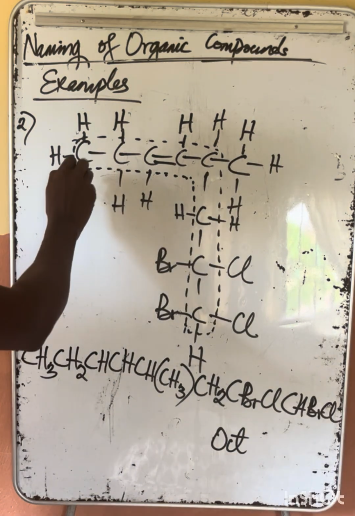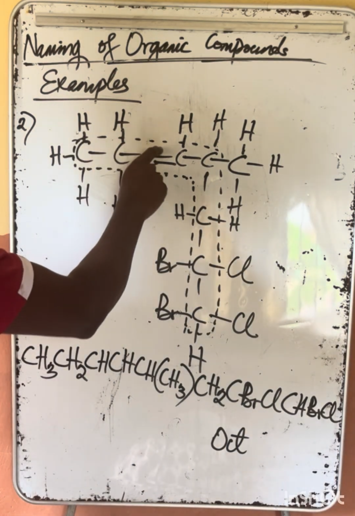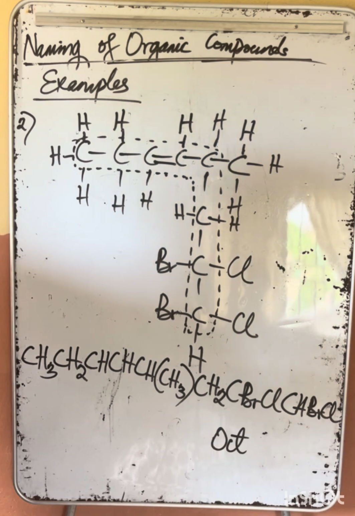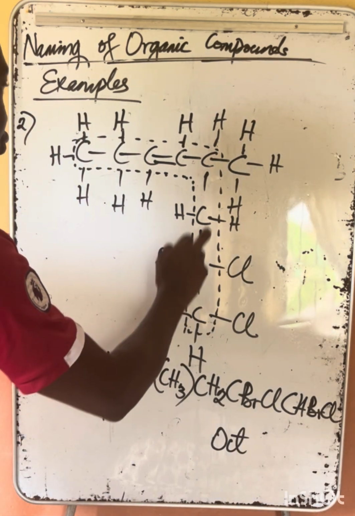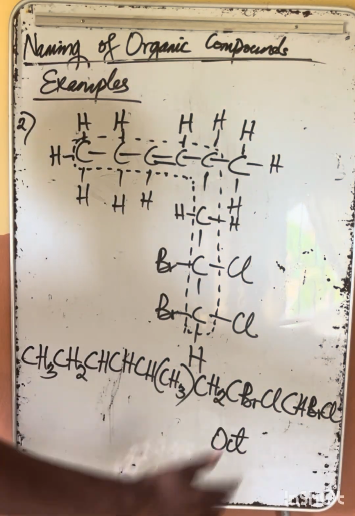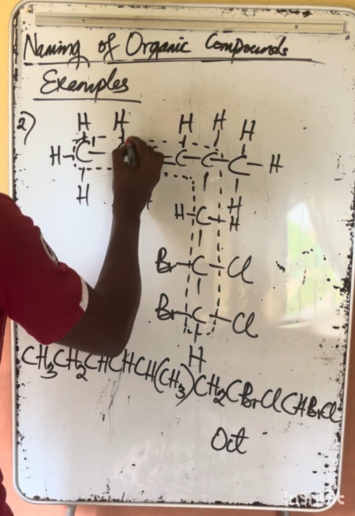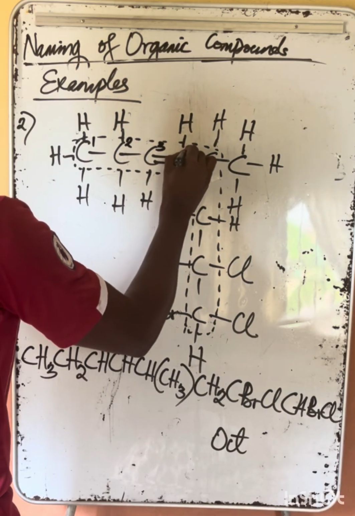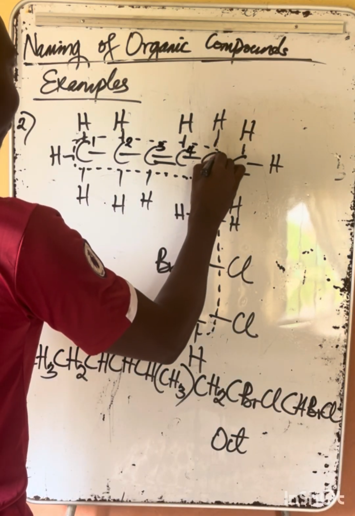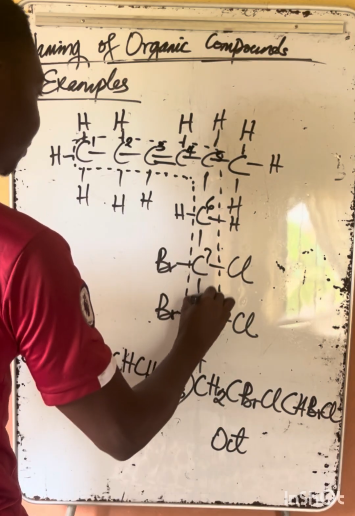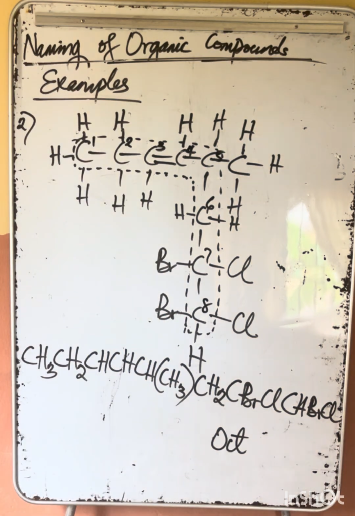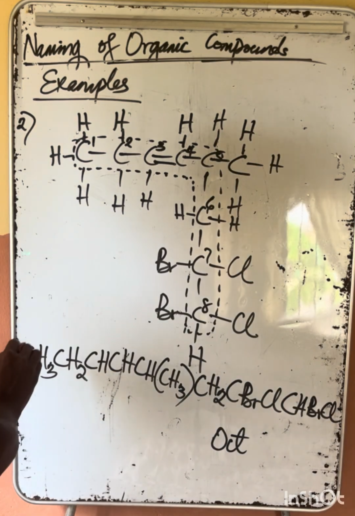If we start from this end, we have 1, 2, 3 for the double bond, which is the major suffix, major functional group. If we start from here, we'll have 1, 2, 3, 4, 5. Of course, 3 is lower than 5, so we will stick to this numbering order here. 1, 2, 3, 4, 5, 6, 7, 8. So this numbering order we must use in naming every other thing as far as this compound is concerned. So I will still do it here.